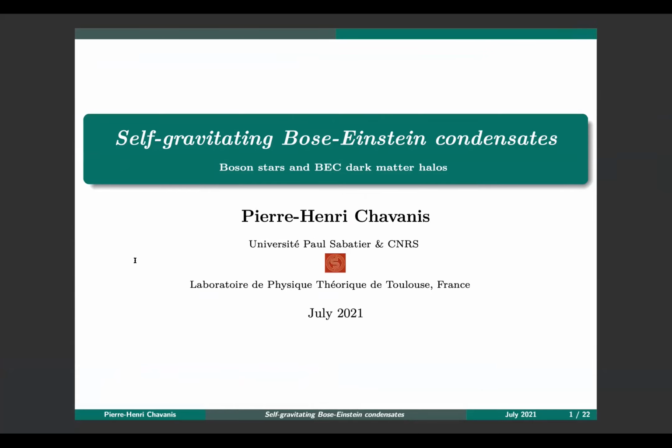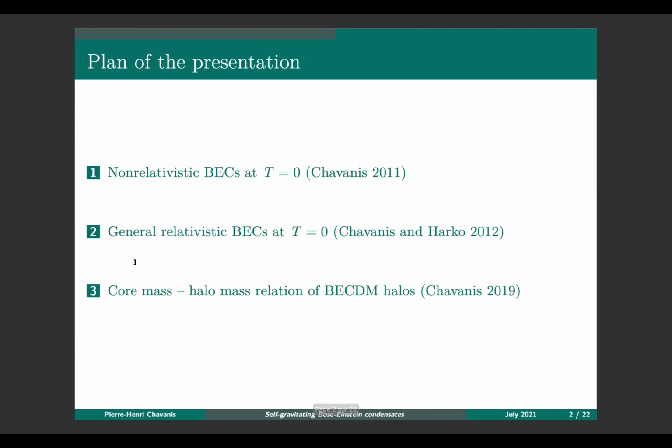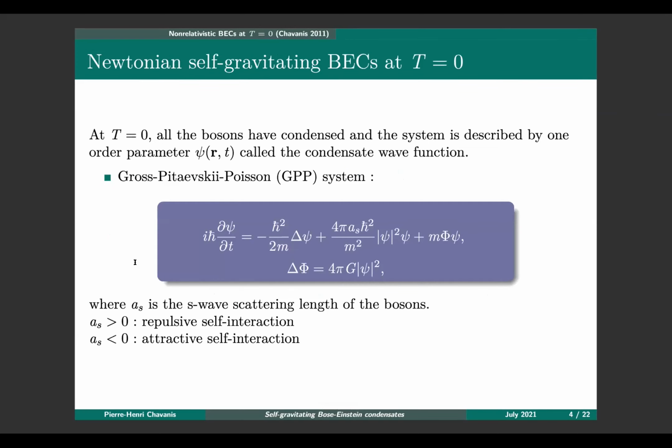Okay. So I will discuss the mass-radius relation of self-gravitating Bose-Einstein condensates with repulsive or attractive self-interaction. And I will apply these results to the case of boson stars and dark matter halos made of Bose-Einstein condensates. So first, I consider the case of non-relativistic Bose-Einstein condensates at zero temperature. In that case, all the bosons have condensed, and the system is described by one order parameter psi, which is called the condensate wave function, and which is governed by the Gross-Pitaevskii equation coupled to the Poisson equation.